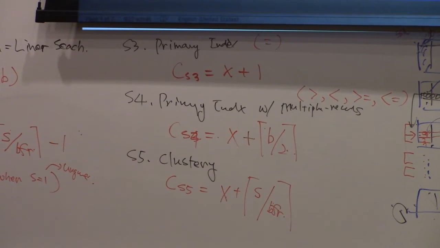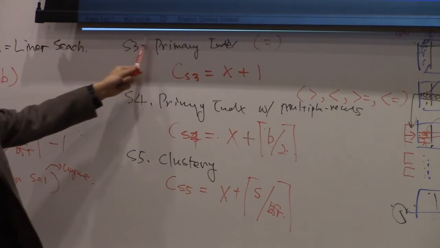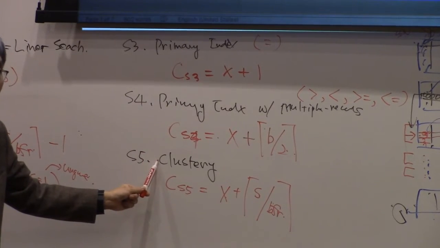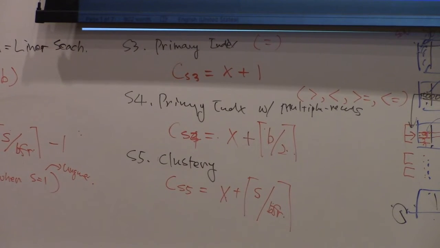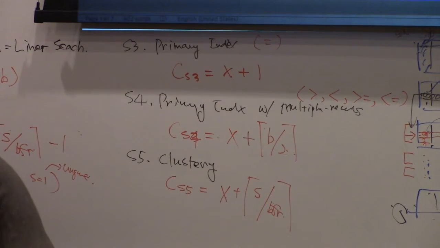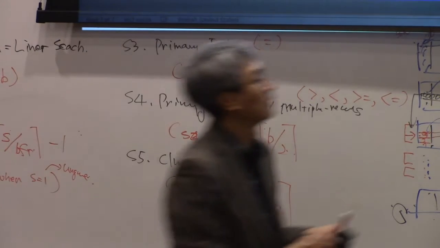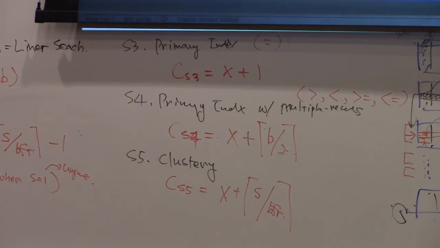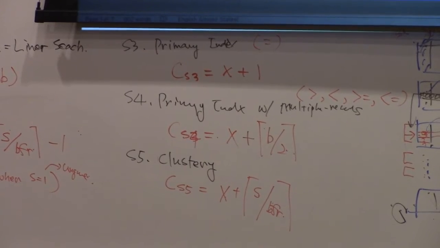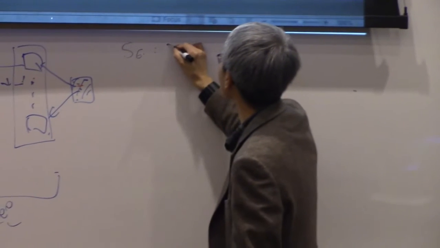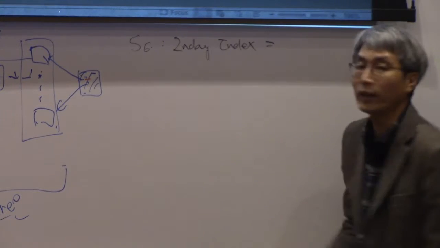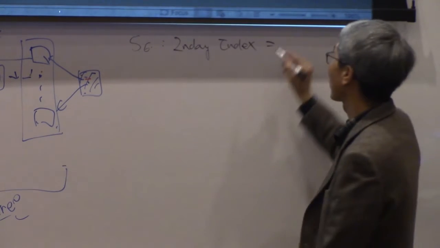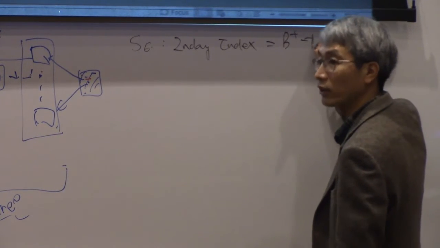This one is for the table only. This one is the primary index, and this one is based on the clustering index. The next one is the secondary index, which is the most popular one. Most secondary indexes are B plus tree indexes, so we are going to consider the B plus tree index.